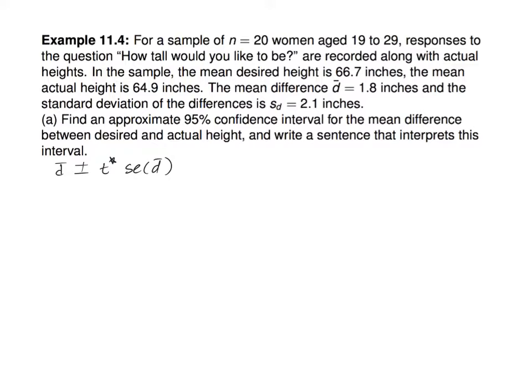So what do you want to start with? Standard error? Sure. Well, D bar we're given is 1.8, right? Okay, how would you find the standard error of D bar? Pretty much the same as the other way. Is this just S sub D over root N? So what goes in for S sub D? And then for N goes 20. So I got this to be about 0.47.